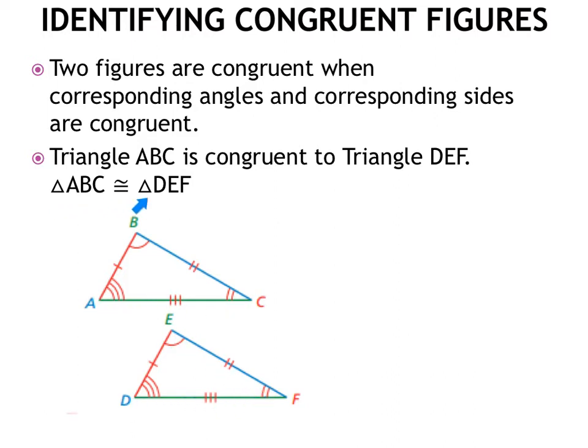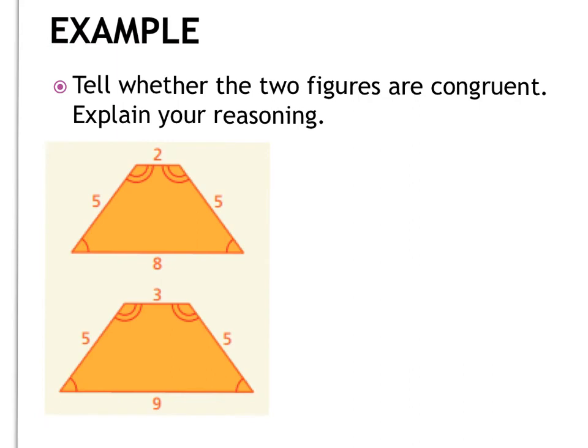When we are naming or writing that something is congruent, we have to be careful in our order. Notice it goes ABC, so the one with the 3 marks, to the 1 mark, to the 2 marks. We have to do the same thing when we're labeling the other triangle: 3 marks, 1 mark, 2 marks. So it has to match up with the corresponding angles, and also with the corresponding sides. When you are trying to figure out if two figures are congruent, you need to make sure that the corresponding angles are congruent to each other and that corresponding sides are congruent to each other.